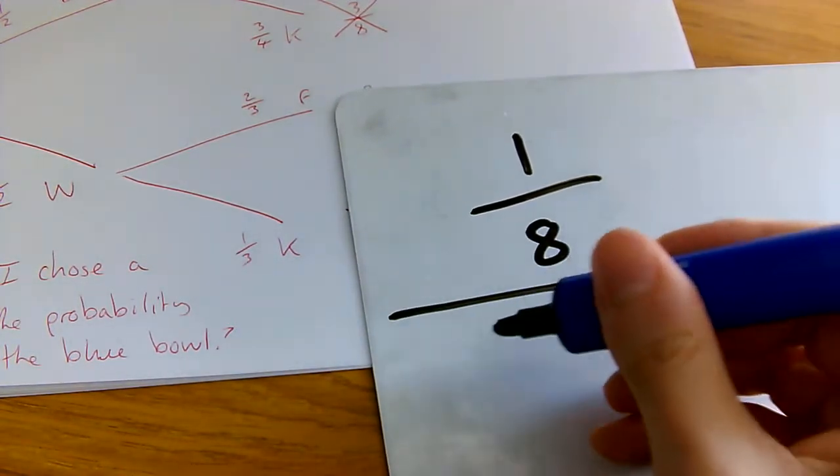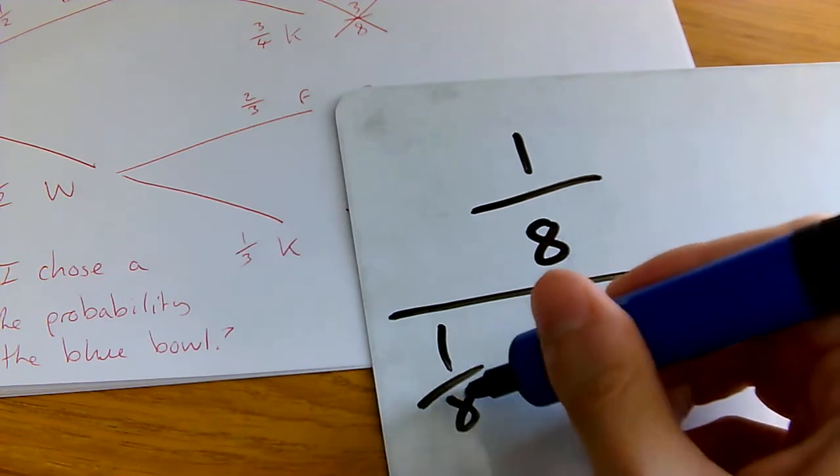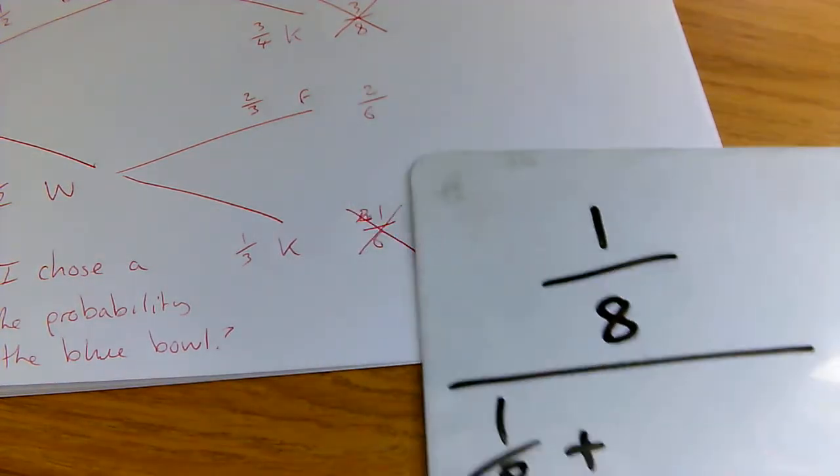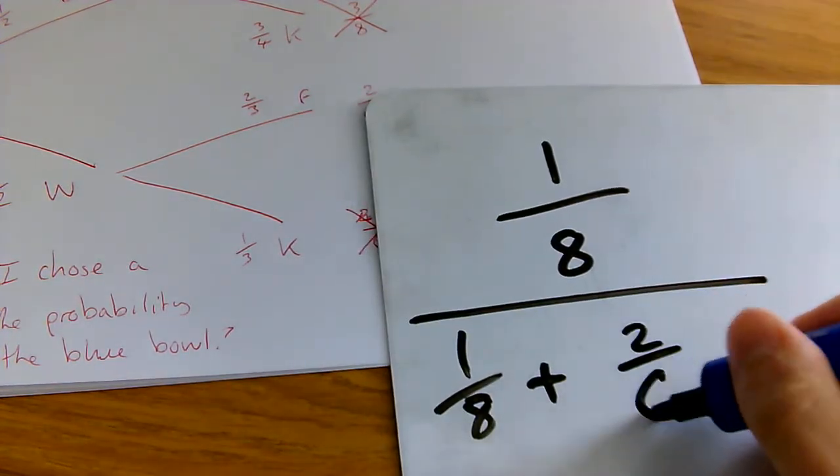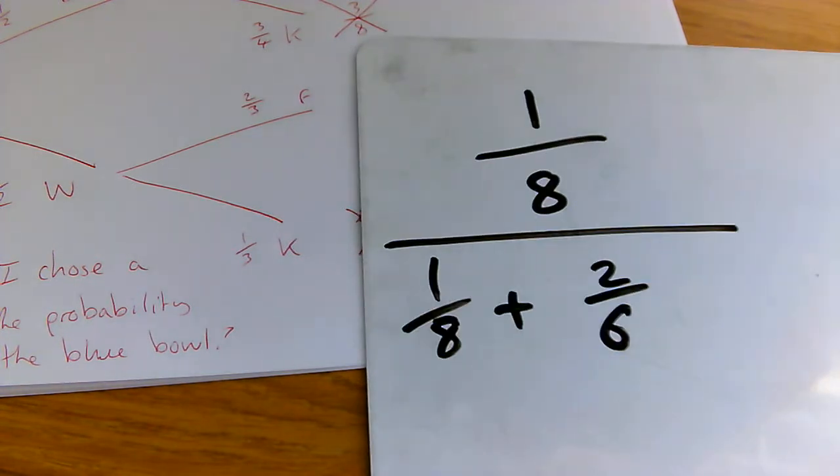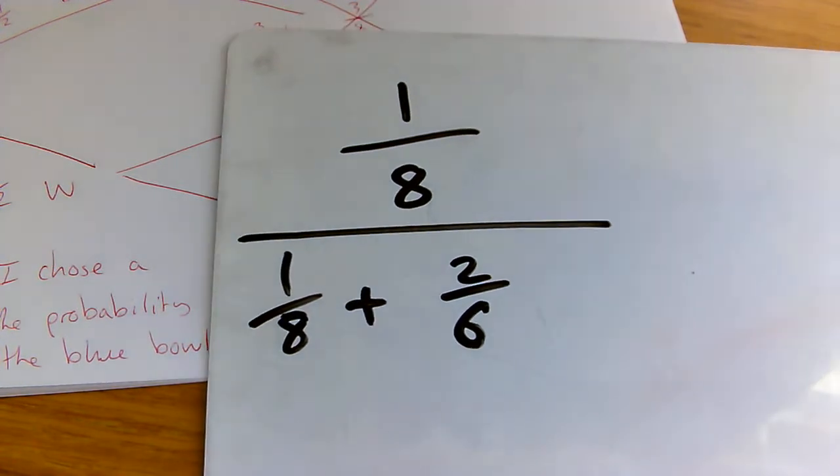So that's going to be 1/8 plus 2/6. So that's the calculation. Now, it looks a little bit intimidating, but it really is just adding some fractions and dividing some fractions. So we'll work through that. You could type it in the calculator and it will give you the answer. If you've got a calculator, fine, you can use it, but it's good to know that you can do this without one as well.